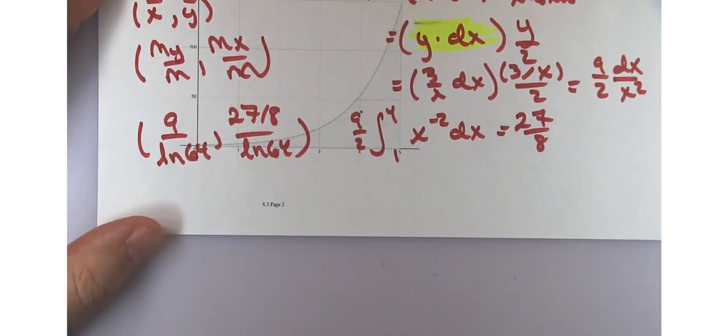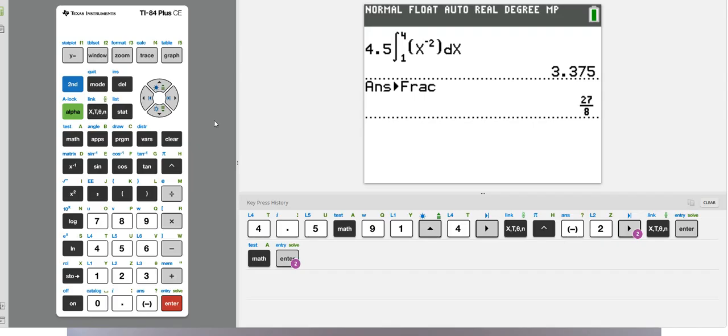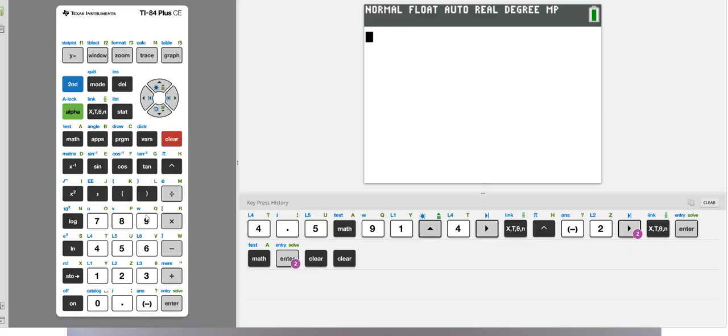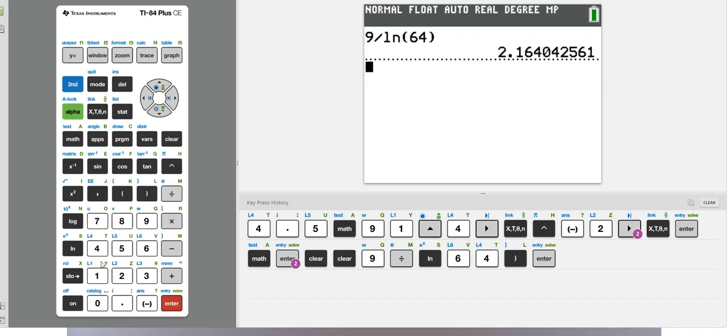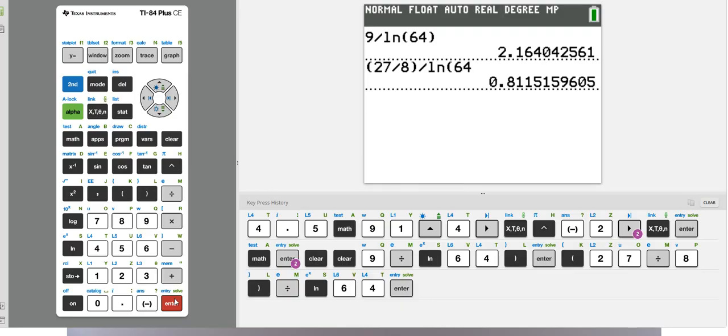Let's get a couple decimal values for these things, because I have no idea what these numbers would look like. So the first one, 9 divided by ln of 64. And the second one, 27 over 8. So 27 divided by 8. I'll put that in parentheses and then divide by ln of 64. And bam. So 2.16 and 0.811.